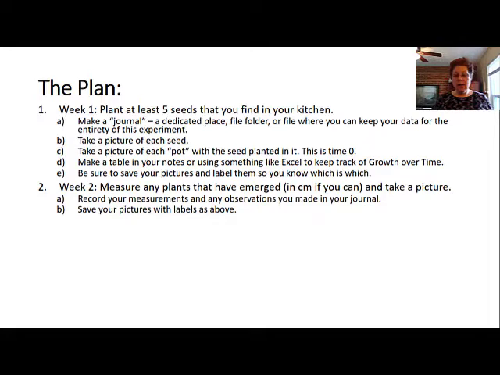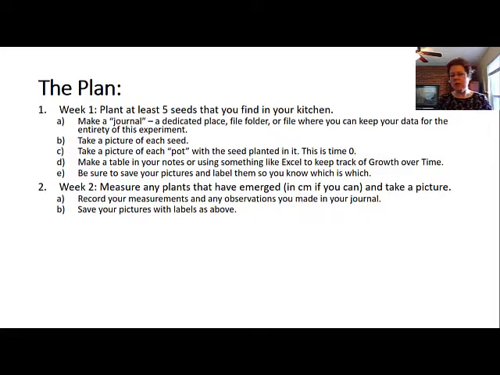The second week, and I would make this exactly 1 week later just to be safe. I mean, if you want, you can do it every 2 days, every 3 days, every 4 days, but do this at least once per week, and do it on the same day if you do it once per week. You want to measure any plants that have emerged. Do it in centimeters if you can. Be as exact as possible, and take a picture of each plant. Record those measurements and write down some observations in your journal.